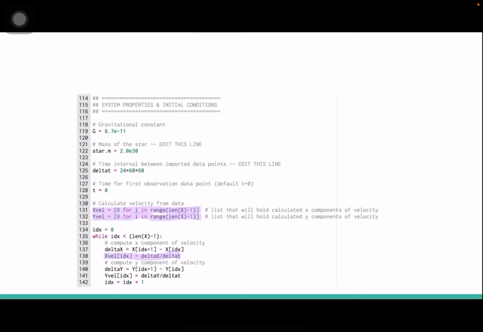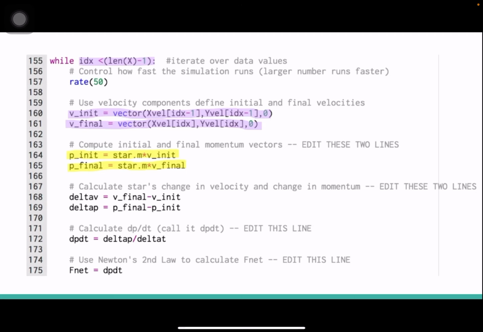So in my data, I decided to calculate velocity using a list that holds all of the x and y components of velocity. And as you can see in the code, I did the x velocity at some index, so we start at 0, equals delta x over delta t. Also, in this section of my code, I did something very similar to find the initial and final velocities. Finally, to compute the initial and final momentum vectors, we do the mass of the star times initial velocity. And in the final momentum, we do the star's mass also times final velocity.